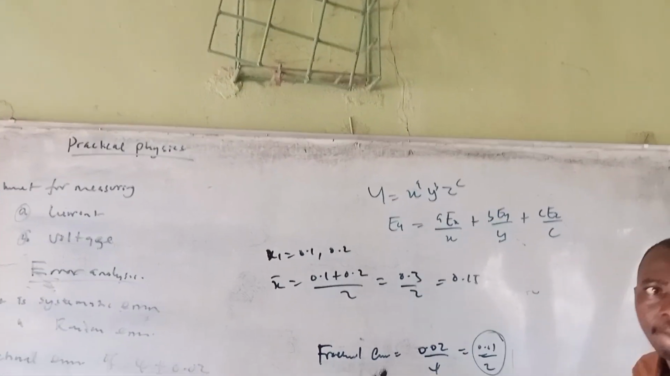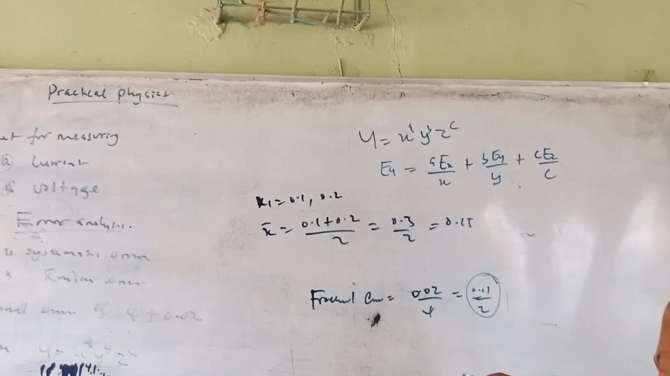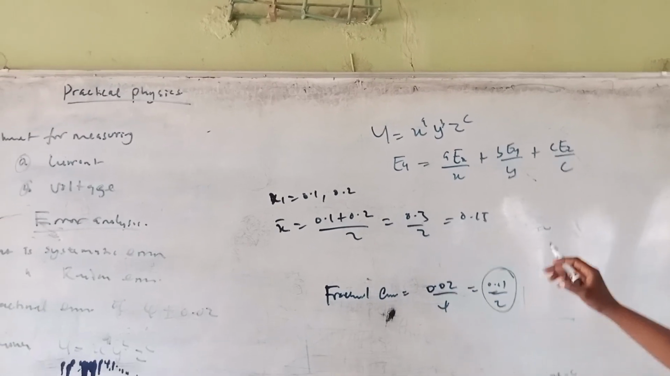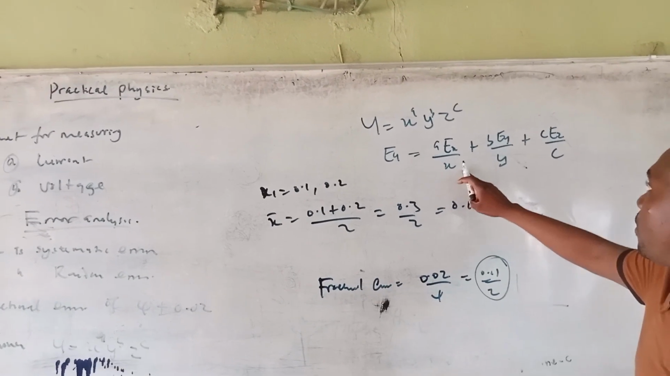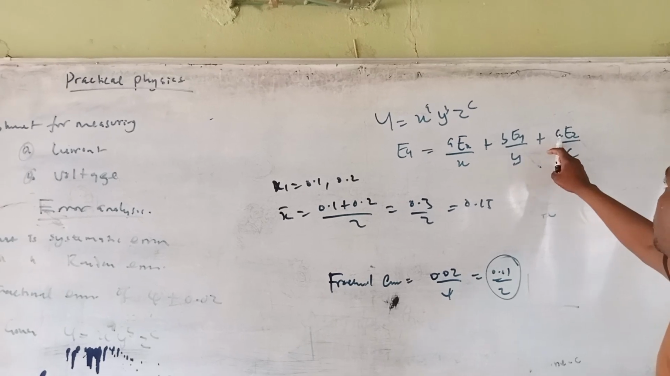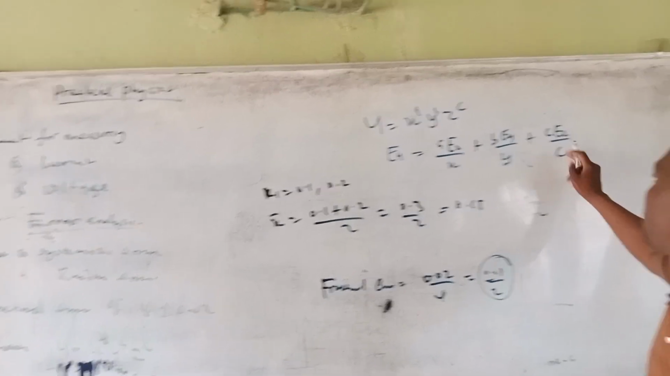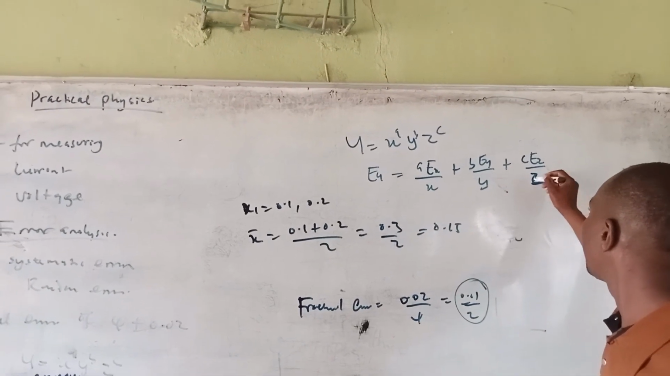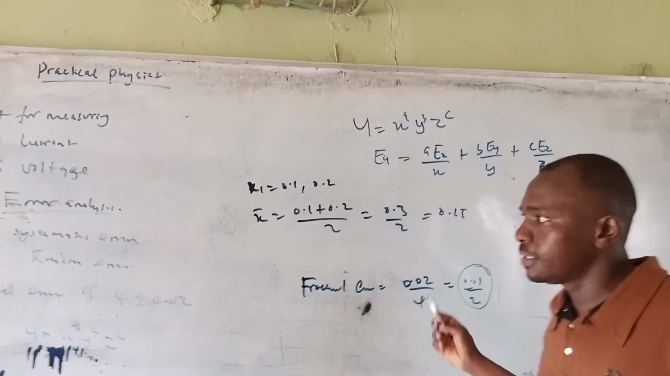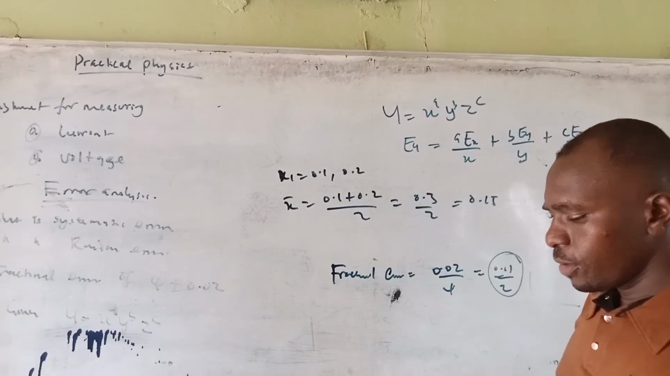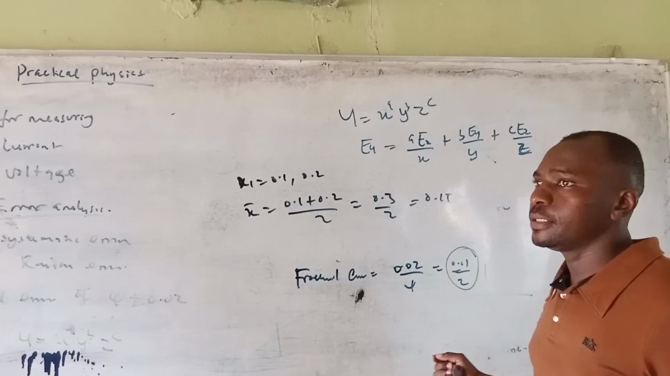But the other one is A times error in X all over X plus B times error in Y all over Y plus C times error in Z all over Z. Okay, sorry, this one is Z. Yeah. Thank you for the correction. That one is Z. So these are the basic error analysis that you find in the laboratories.